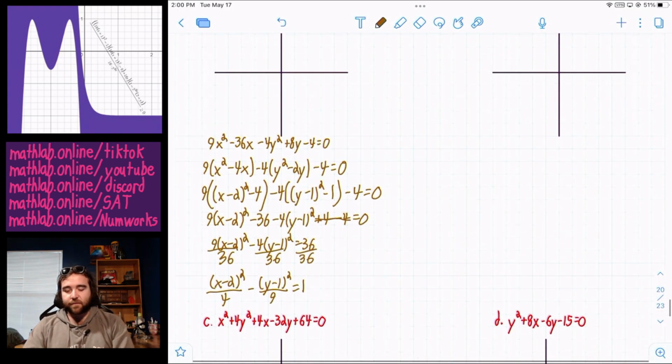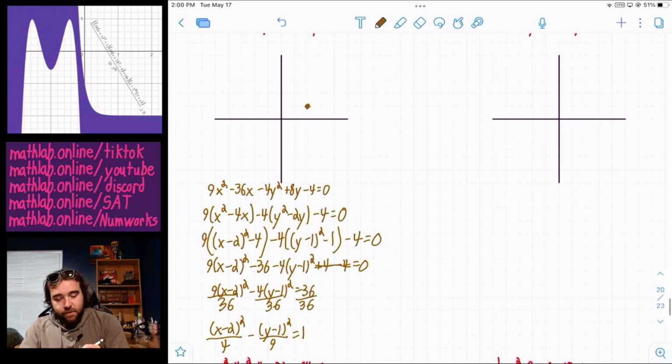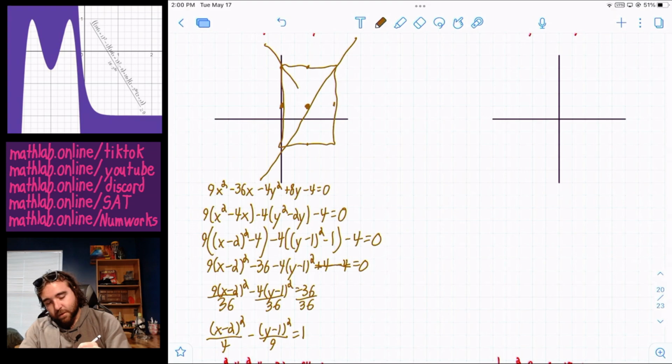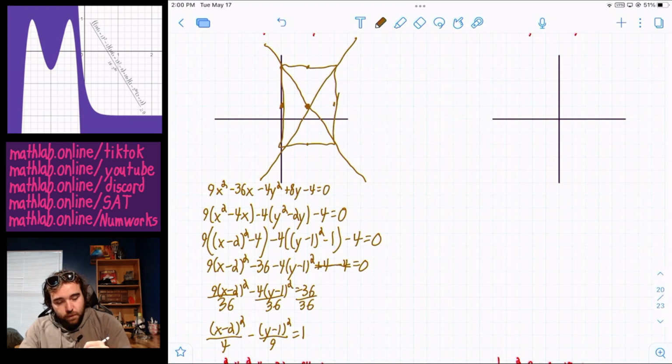So then we can graph it. This is a hyperbola, so its center is here. We got our x is 2, our y is 3. So we draw our box, we draw our diagonals. This one is x squared minus y squared, that means it's opening sideways. So it should be looking like that.